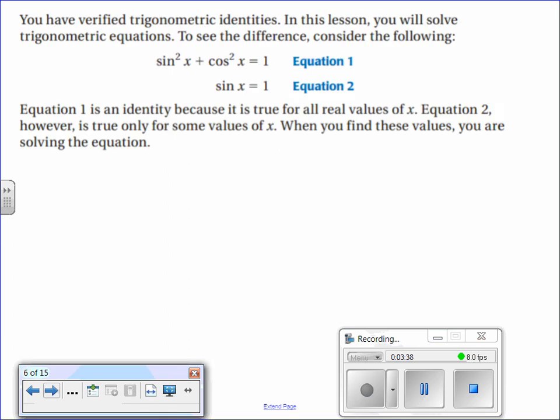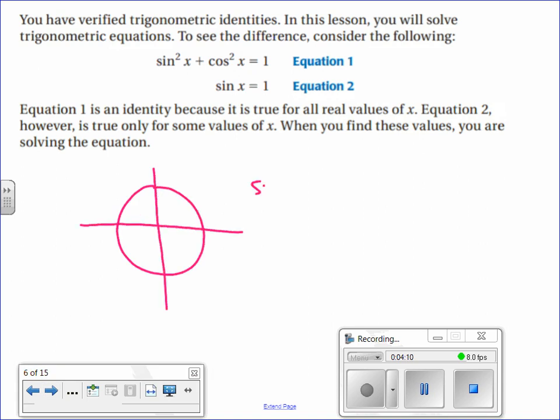All right, this just kind of chats that we have verified trigonometric identities before, but in this lesson we will solve trigonometric equations. And it says to see the difference, consider the following. Sine squared x plus cosine squared x equals 1. That's the Pythagorean identity, one of the most famous trig identities, and that is true for all values of x. Now equation 2, sine x equals 1, that's only true for some values of x. In fact, let's talk about which values of x that would be true for.